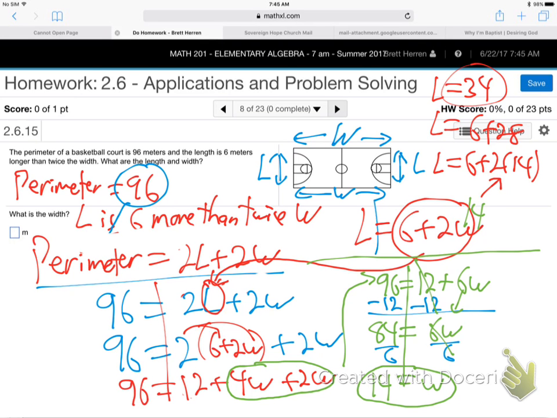Notice when you plug in, everything else stays put. The 2 that's in front of the L is still there. The 2W at the back added is still there. But right where the L was, I put parentheses. Whenever you plug into any formula, it's parentheses, right? Parentheses, 6 plus 2W, right in the L slot. And then I just distributed and solved for W and plugged that into the L formula to get L as well.